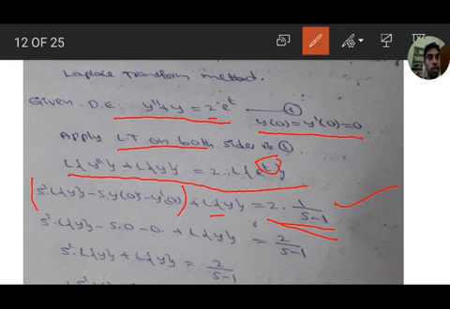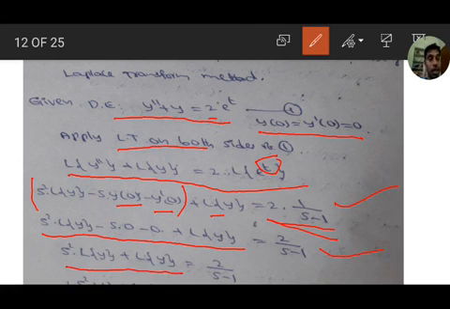So substitute the values. y of 0 is 0, y dash of 0 is 0. So s square L of y minus s into 0 minus 0 plus L of y equal to 2 by s minus 1. So s square into L of y plus L of y equal to 2 by s minus 1. In these two terms, L of y is common, we get s square plus 1 into L of y equal to 2 by s minus 1.